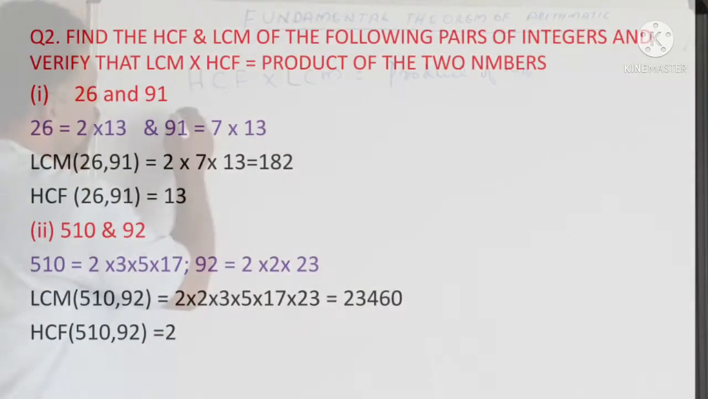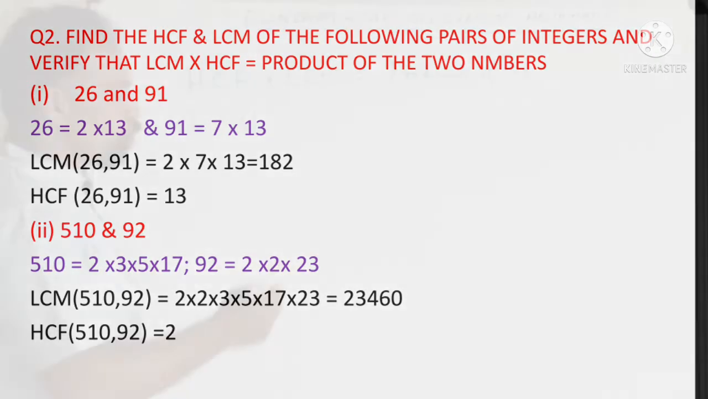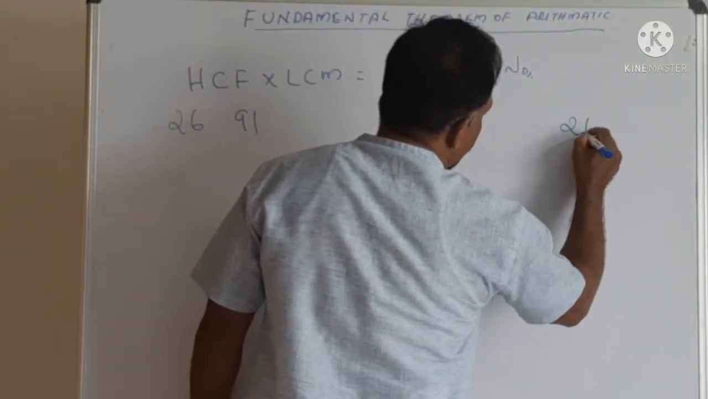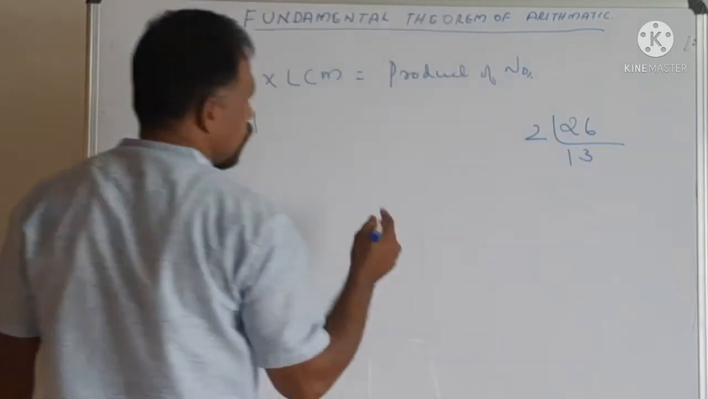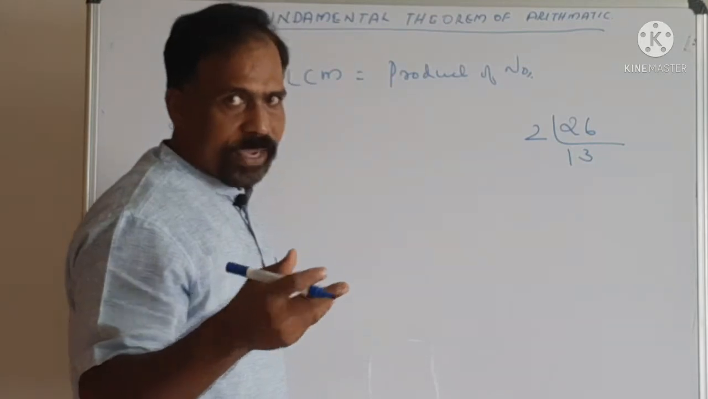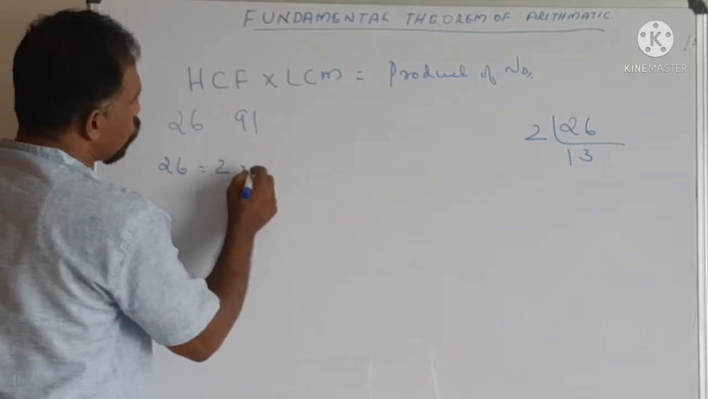Now in this first case, we need 26 and 91. We have to find the LCM and the HCF of 26 and 91. So 26, let us do the prime factorization. It is an even number, so it is 13. 13 is a prime number, so we can't go ahead. So 26 can be written as 2 into 13.